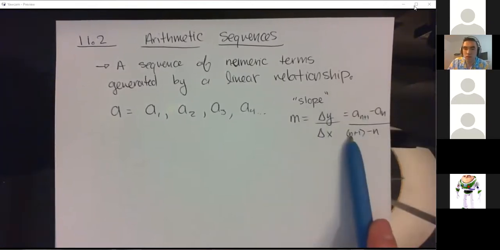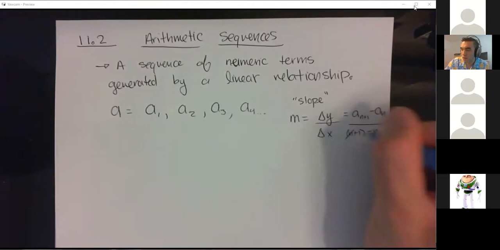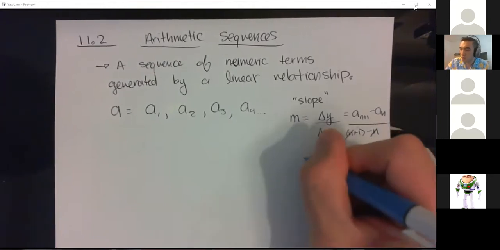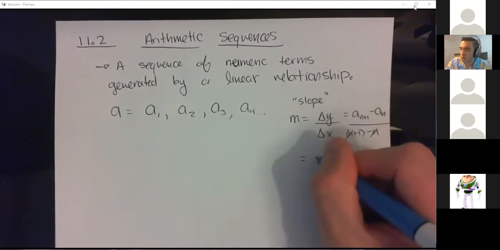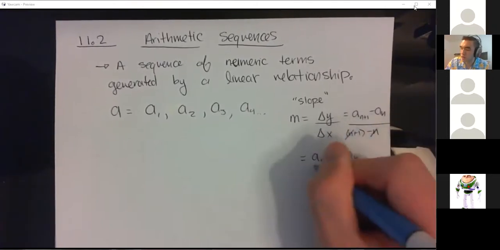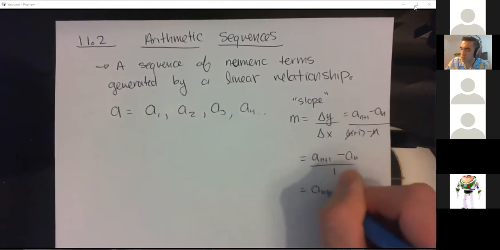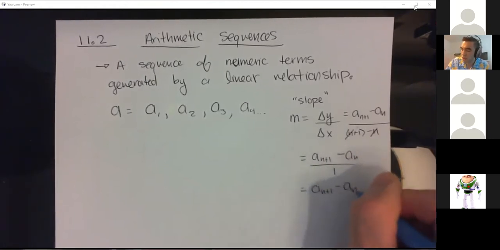What is n plus 1 minus n? It's 1. N minus n is 0. So the thing that is acting as our slope here is just a sub n plus 1 minus a sub n, divided by 1, which is equal to a sub n plus 1 minus a sub n.